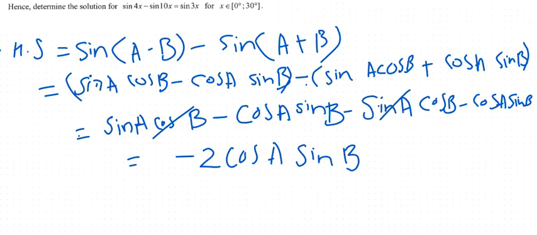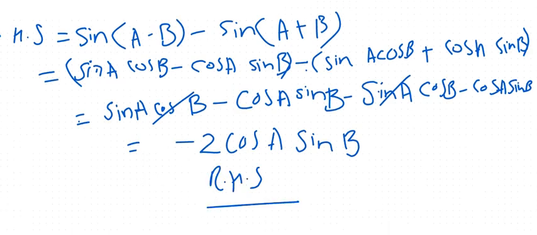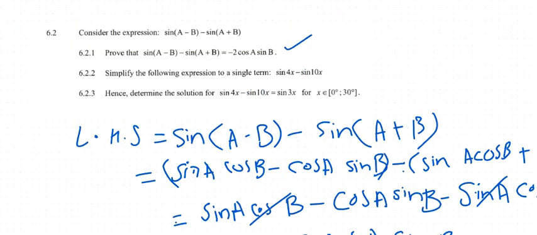The next question is question 6.2.2. Simplify the following expression to a single angle term: sine 4x minus sine 10x. Okay, we have to simplify this expression. So let's move to the question.